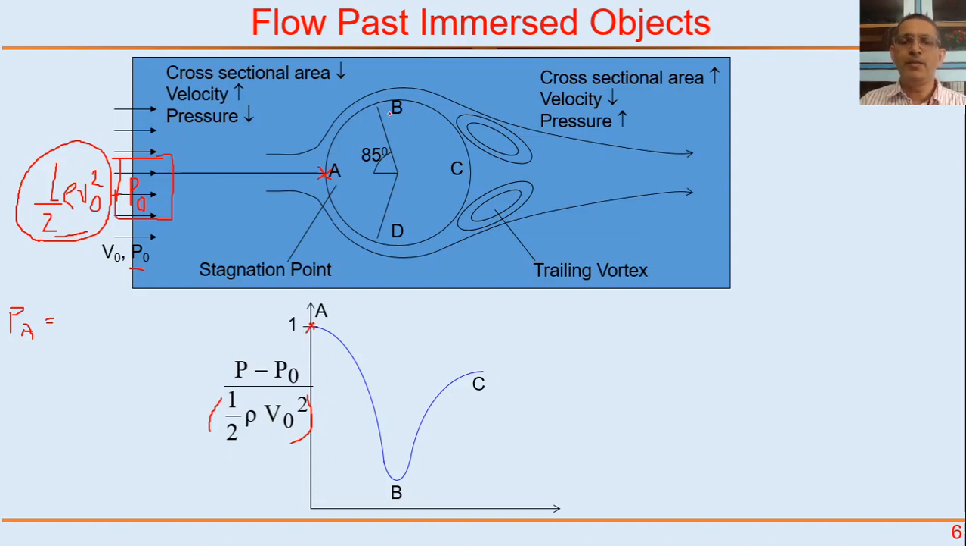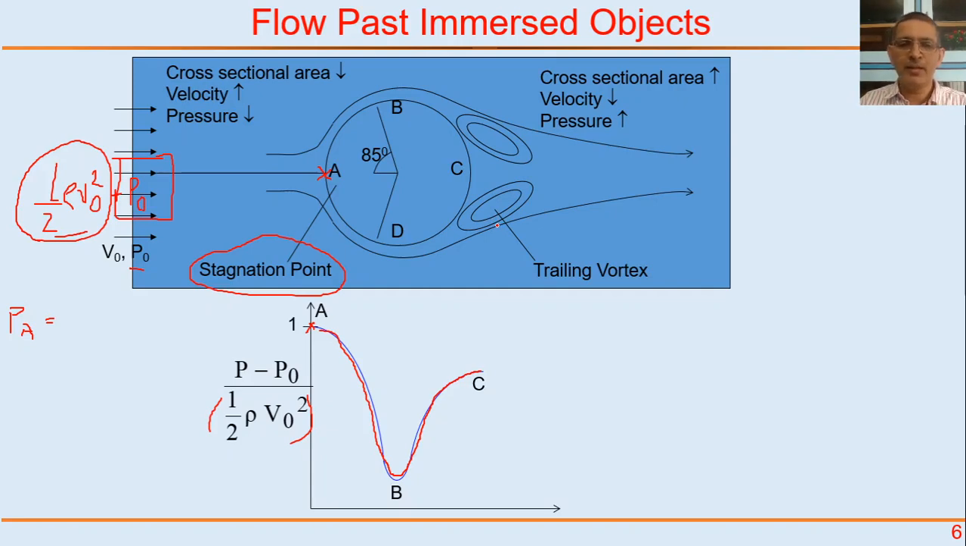At point number B, velocity is increasing, so pressure will reduce. So pressure reduces as we go from A to B. That's the point of lowest pressure. And beyond point B, the area of cross-section available is increasing. Velocity is reducing, pressure is increasing. So pressure increases again. That's the adverse pressure gradient that we were talking about. This point number A, where velocity is zero, is called the stagnation point. And downstream of B, we see these vortices that are formed.